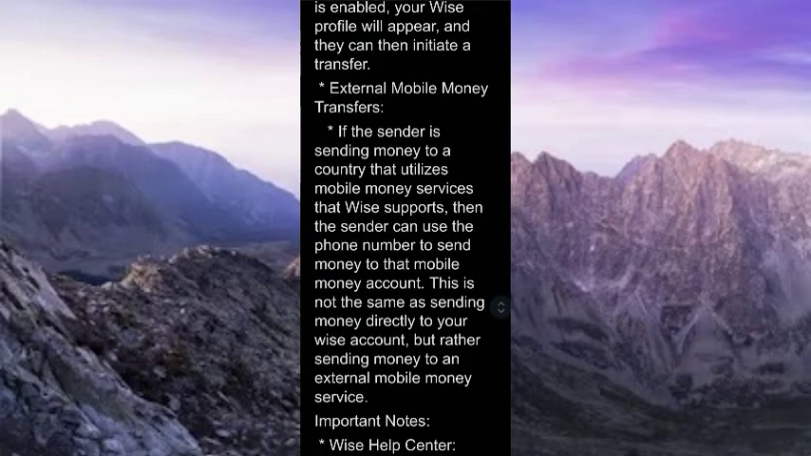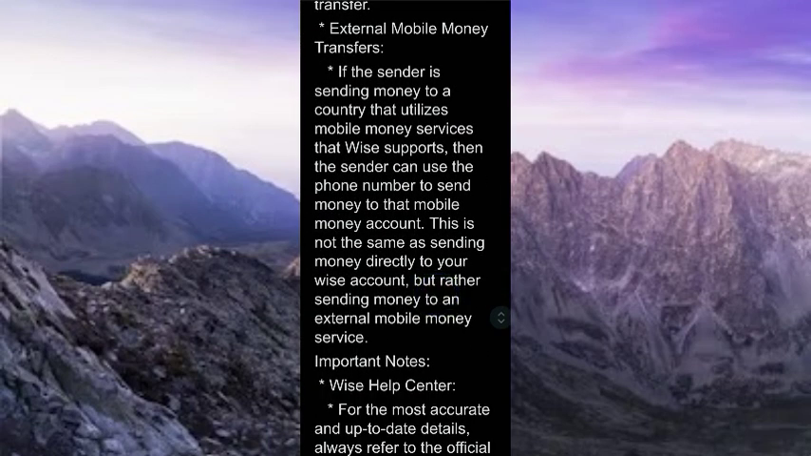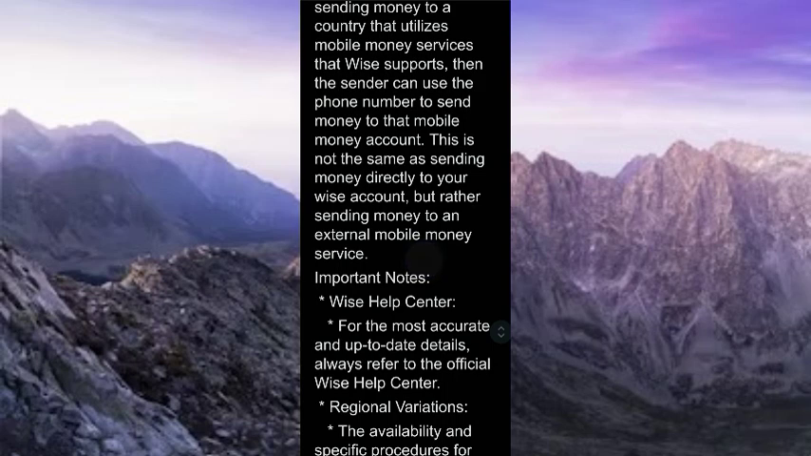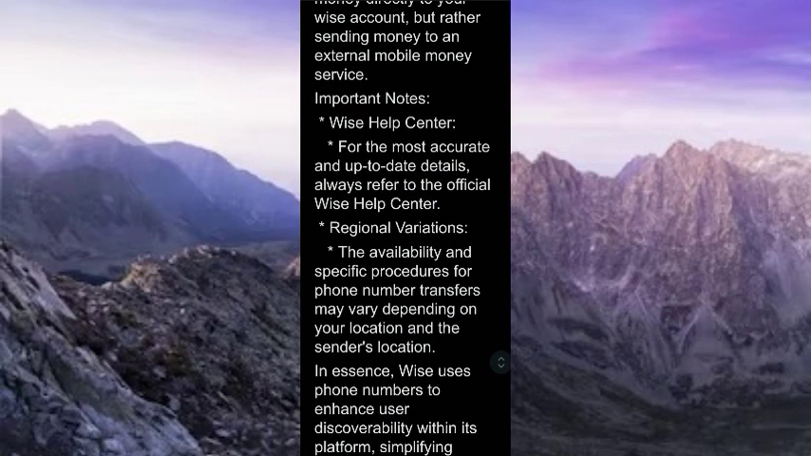External mobile money transfers. If the sender is sending money to a country that utilizes mobile money services that Wise supports, then the sender can use the phone number to send money to that mobile money account. This is not the same as sending money directly to your Wise account, but rather sending money to an external mobile money service. It's important for you to note that for the most accurate and up-to-date details, you should always refer to the official Wise Help Center.